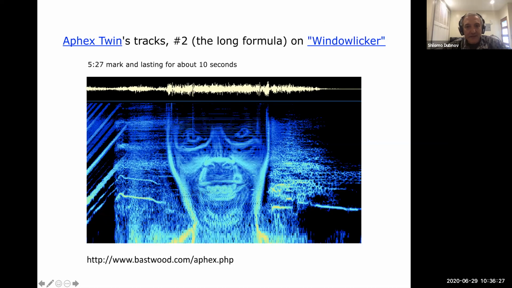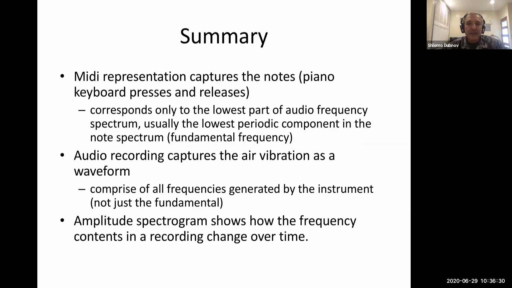So I think this brings us to a summary of this section. What we studied was MIDI representation that captures the notes, or the piano keyboard presses and releases. It corresponds to the lowest part of the audio frequency spectrum, usually the lowest periodic component in the note spectrum. If that looked totally confusing before, I hope now it makes sense. If you had read this before going through all the explanations, it probably wouldn't have made much sense. The fundamental frequency is this lowest partial, which is the note you play, and then you have all the other frequencies that you look at, and it captures basically the notes.